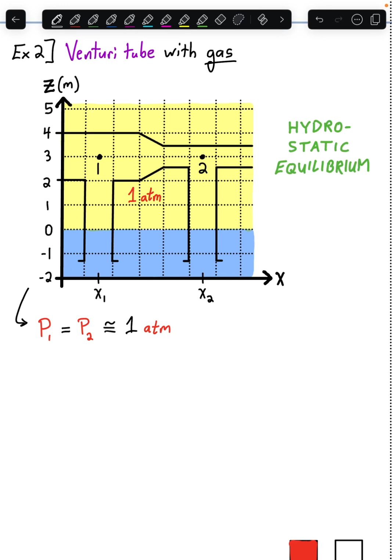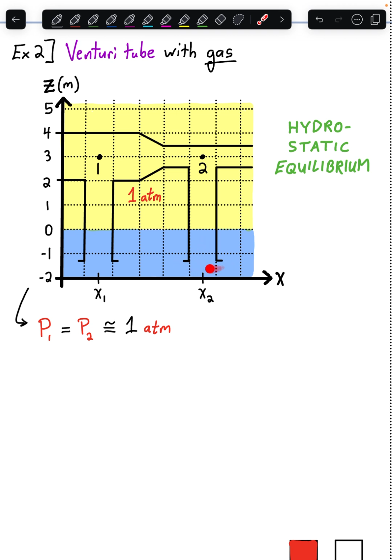And now a variation on our Venturi tube problem. Let's take that same tube and empty it of water and turn it upside down, like so. So we've got, say, a basin of water down here in blue, and then our tube is now filled with air in yellow at a pressure of 1 atmosphere.